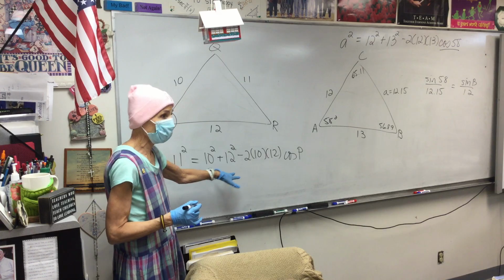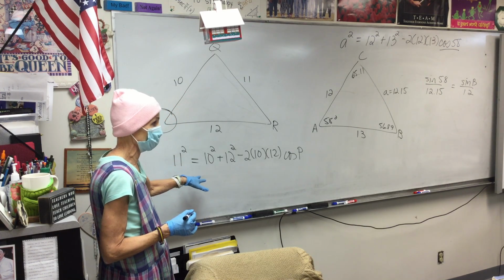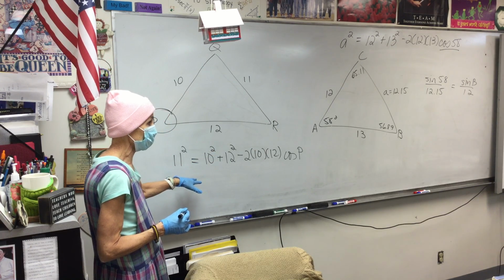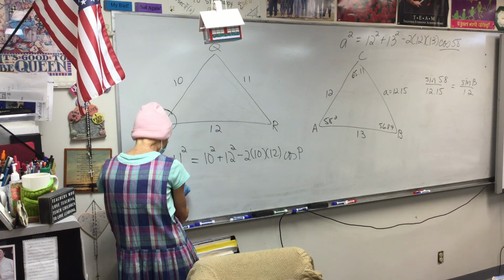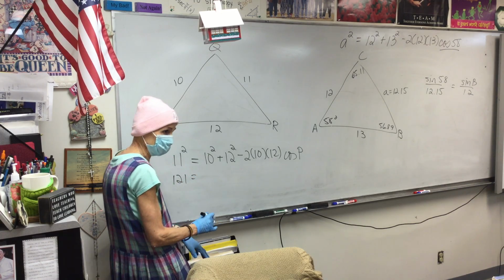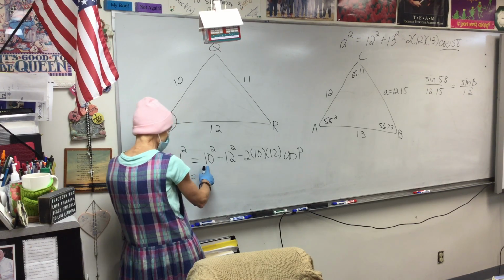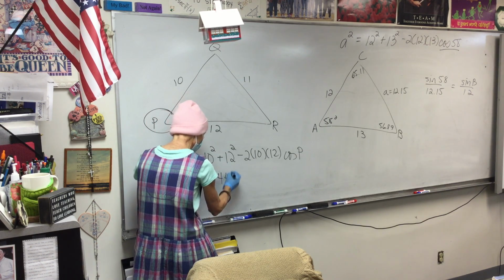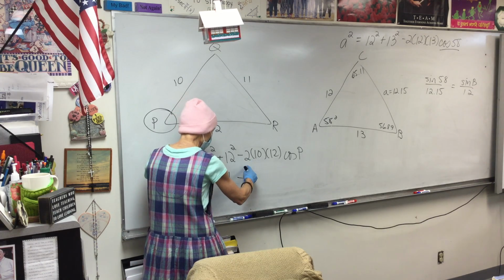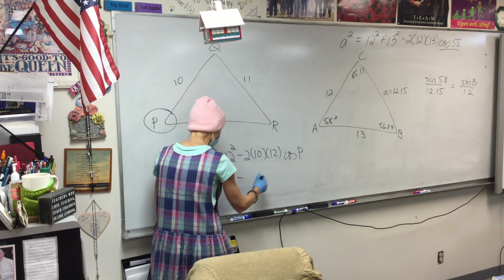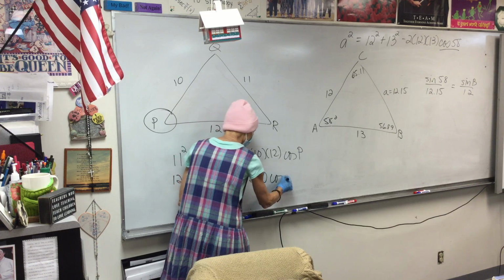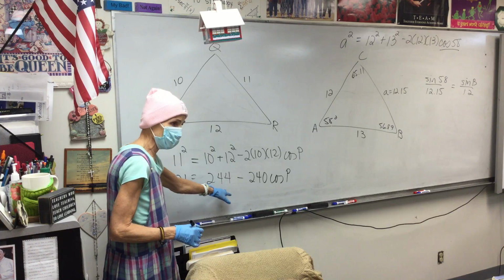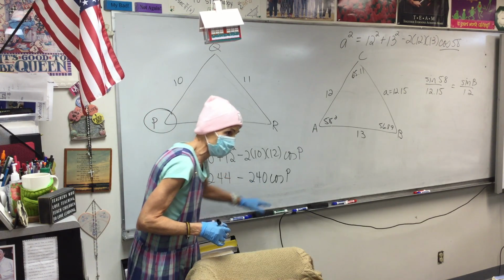Now this is a little harder to type in. I need you to be careful. It is not hard, but you do need to pay attention. 11 squared is 121. Everybody agree with that? 10 squared plus 12 squared is 244. And 2 times 10 times 12 is 240. Now notice, I am not combining the 244 and the 240.